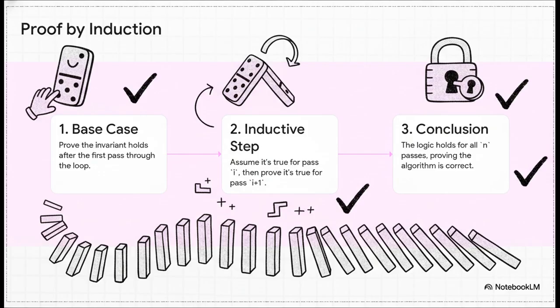Then you have the inductive step. You have to prove that if any domino falls, it's guaranteed to knock over the very next one. This means showing that if our sum is correct after visiting, say, 5 numbers, our logic for adding the 6th one must also be correct. And it is. Check. So if the first domino falls and every domino knocks over the next one, we've just proven that the logic holds for the entire chain. It doesn't matter if there are 4 dominoes or 4 billion.